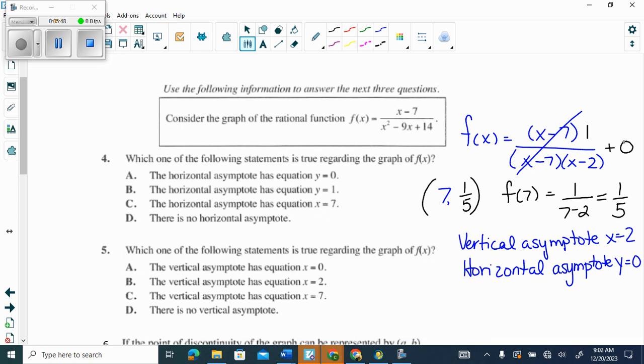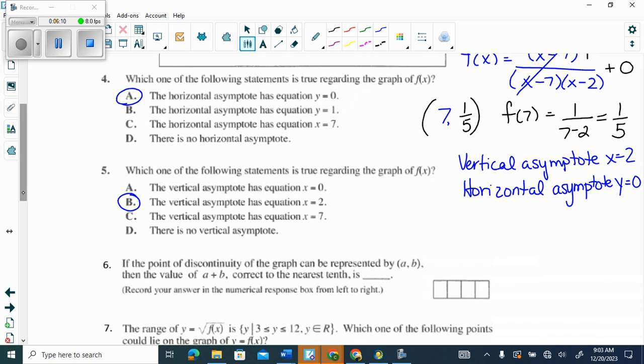So let's answer some questions. Which of the following statements is true? The horizontal asymptote has an equation of y equals 0. A. Which of the following statements is true regarding the graph of f of x? The vertical asymptote is at x equals 2.